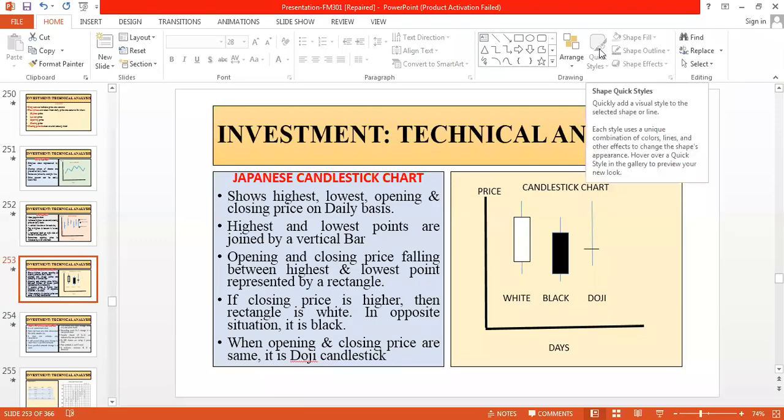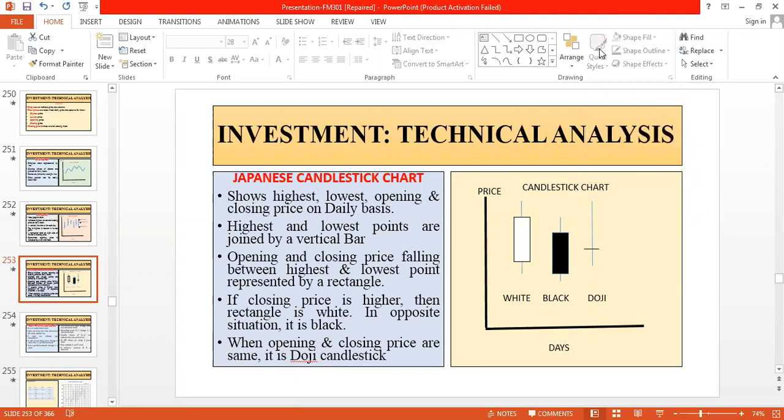It is a continuation of our lecture on FM 301 related with investment analysis and portfolio management. It is for MBA fourth semester MACAU students. So we are discussing the different types of charts that are used in technical analysis.